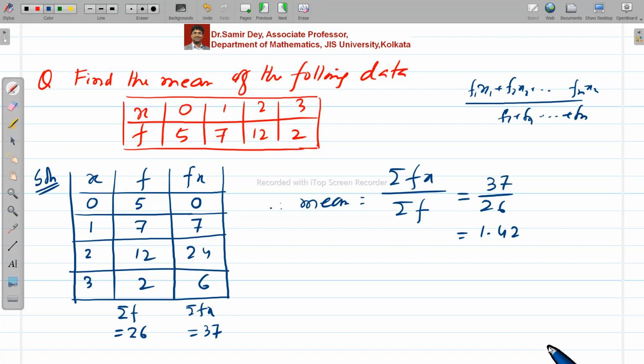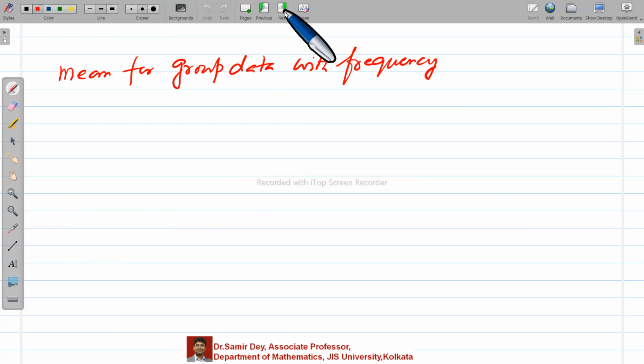In the next slide I will discuss mean for group data with frequency. Okay, now I'm going to the next slide. So our next part is mean for group data with frequency. Group data with frequency means, suppose you have intervals.